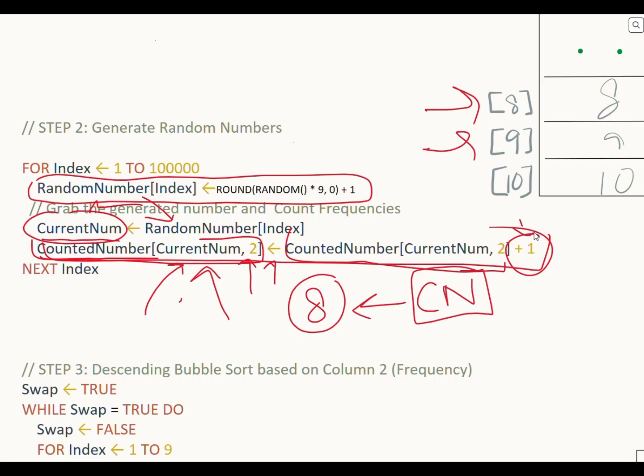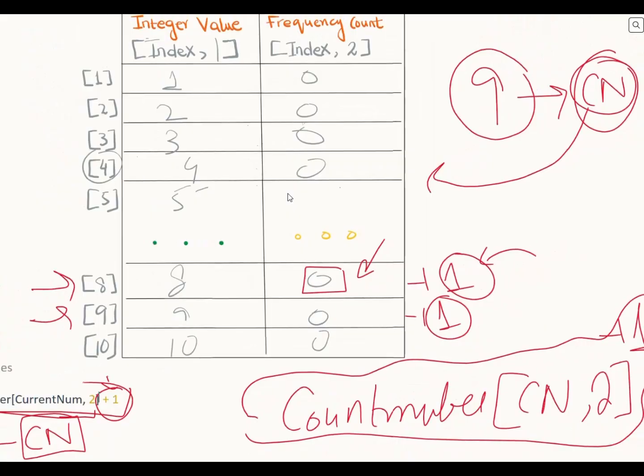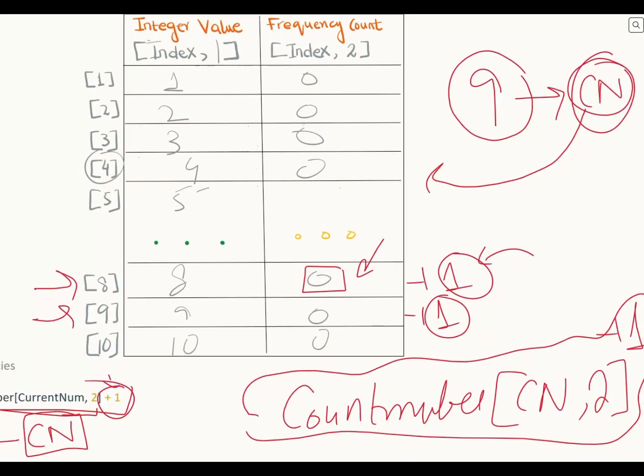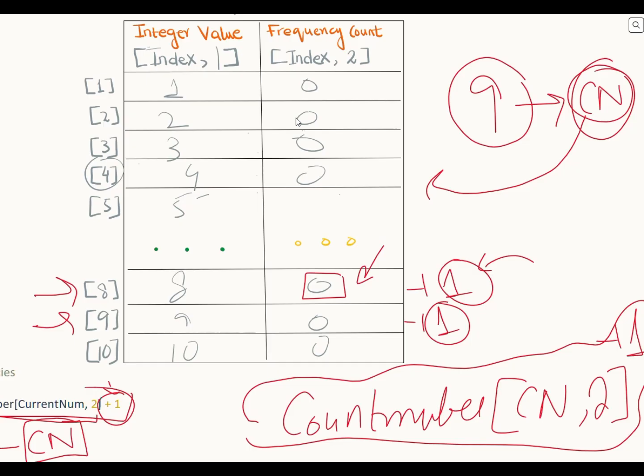Then when your second loop runs, you will generate another number, and that number will be saved in the current number. Then using that current number index, you will go to that index in the counted number array. In the second column, you will increment +1, and like that. For example, the loop runs for 100,000 times and 2 was generated maybe 500 times. Whenever 2 is generated, 2 will be stored in the current number, and then we will access this array and increment. This works like that.